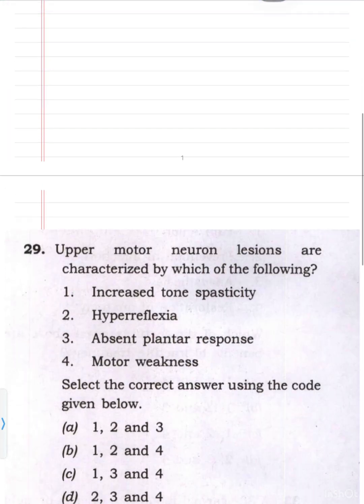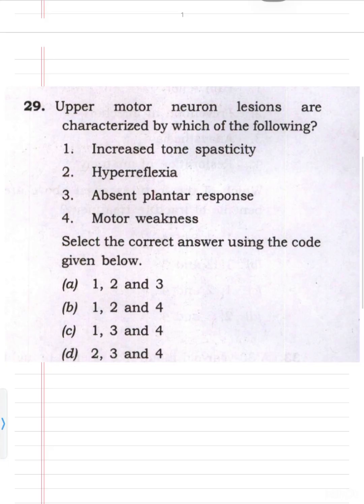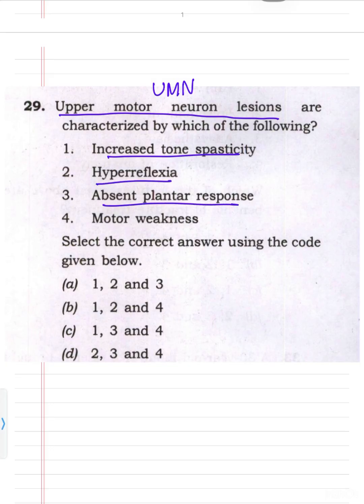Coming to the next, the 29th, which is again an easier one. That is upper motor neuron lesion. So there is a UMN lesion. Upper motor neuron lesion is characterized by which of the following? Increased tone spasticity, hyperreflexia, absent plantar response, or motor weakness. So the first option is correct. There is increased tone spasticity.